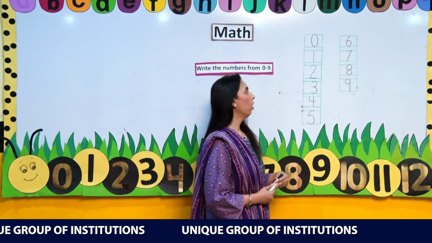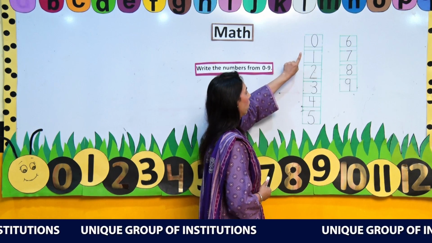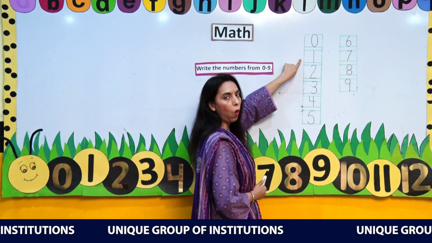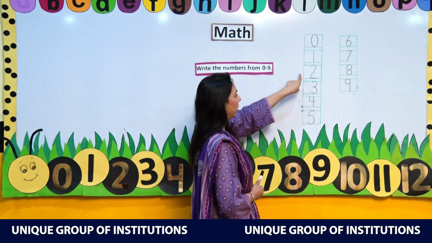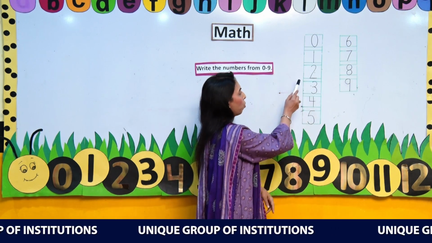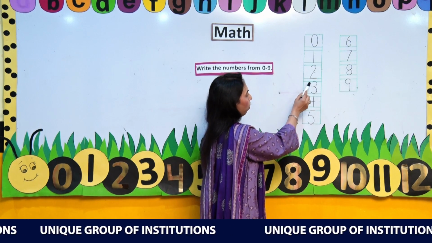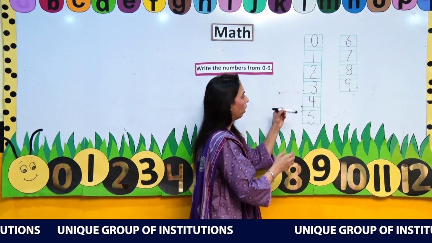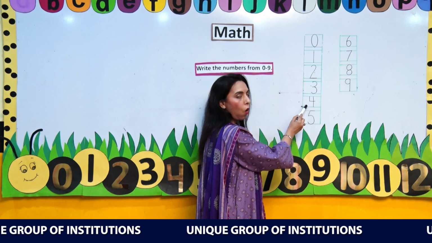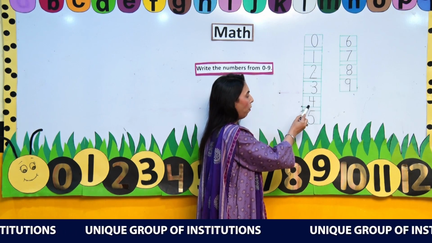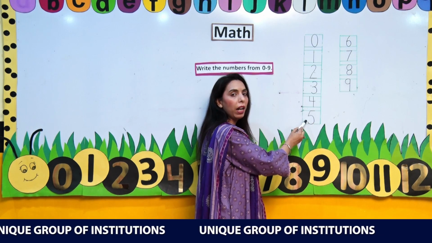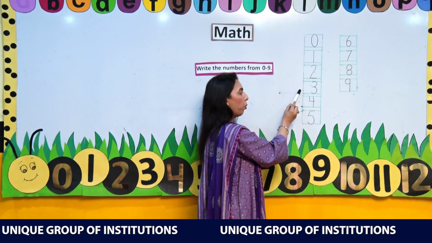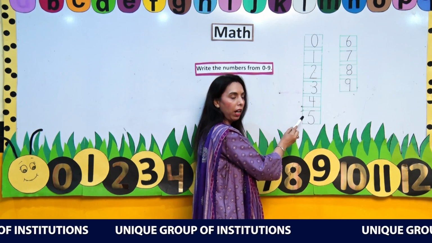So, learn with me. First number is 0 and after 0, 1. This is 2. What comes after 2? It's a number 3. And what comes after number 3? 4. And after 4, we have number 5. 0, 1, 2, 3, 4 and 5.